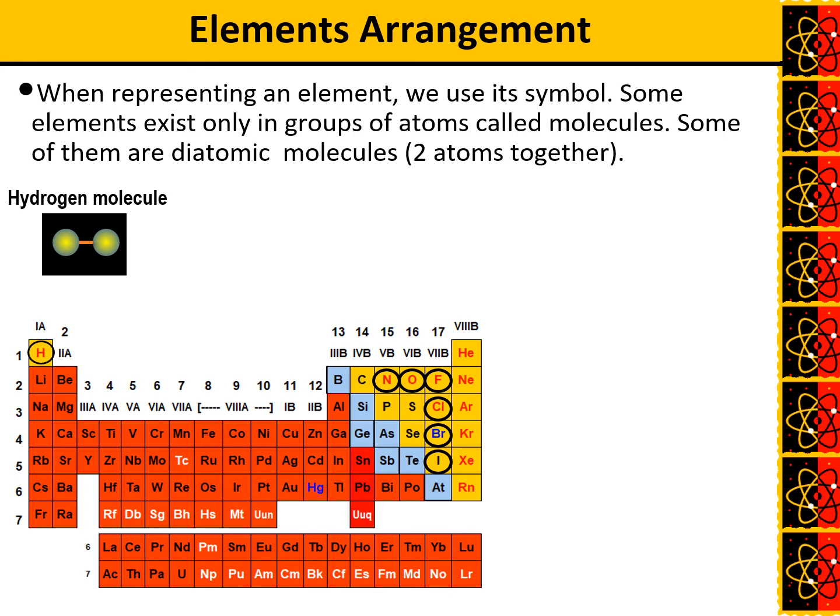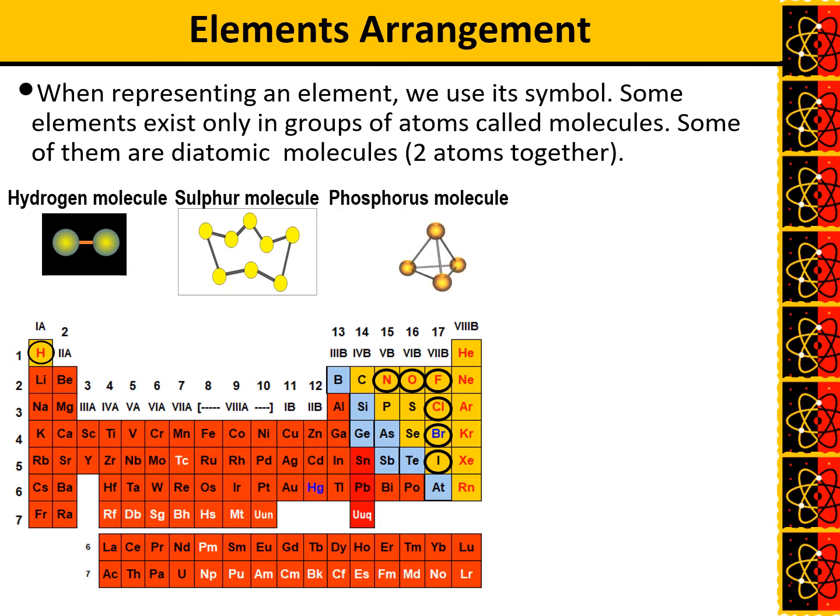So the hydrogen molecule is represented like this. This is called a ball and stick because the balls represent the atoms and the sticks represent the bonding that we are going to see in the next chapter. But the sulfur forms molecules of 4 atoms joined together, and the phosphorus also forms molecules of 4 atoms joined together. At this level, you don't need to remember that, but be sure that you understand that when we write a formula, we represent these ones as diatomic because they exist like that.